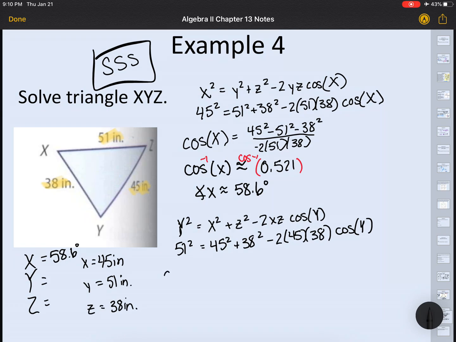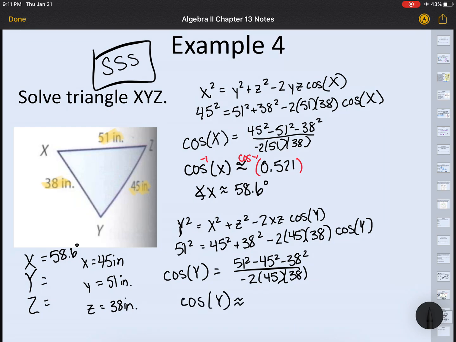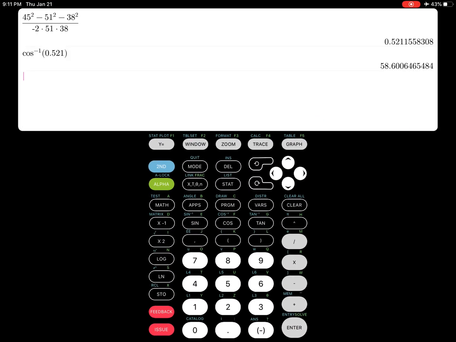Okay, so we're going to do the same kind of process to figure out angle y. Well, we're going to start out with 51 squared, and we're moving 45 squared over there with it, and subtracting 38 squared too, all over negative 2 times 45 times 38. So the cosine of angle y is about, and as we put that in the calculator, so 51 squared minus 45 squared minus 38 squared, all over -2 times 45 times 38.